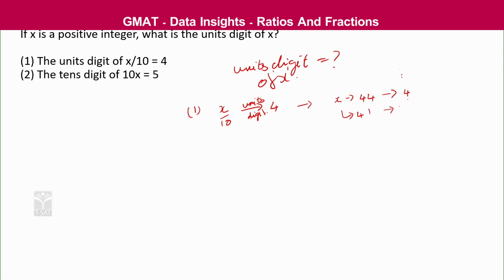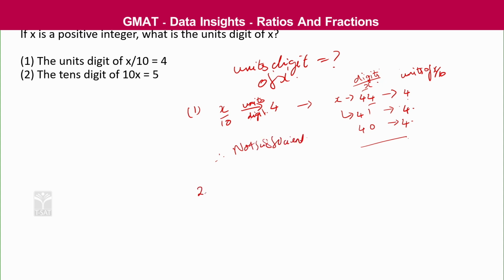So, the units digit will come out to be 4 again. Here the number can be anything; it can be even 40, and then also the units digit comes out to be 4. So, you cannot comment on the units digit of x. These are the possible values of x, where the units digit of x/10 is 4 in all these cases. Therefore, clearly this information is not sufficient to answer the question.